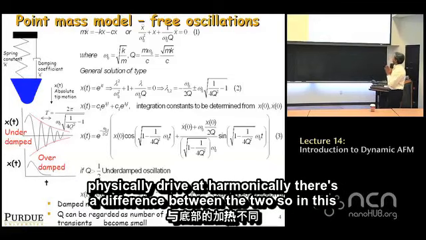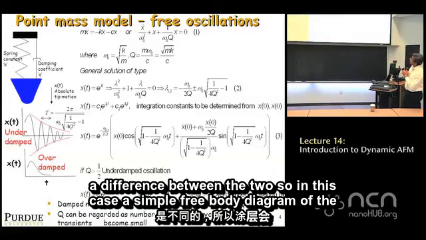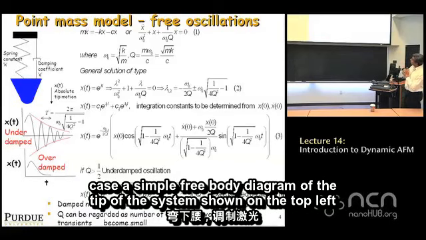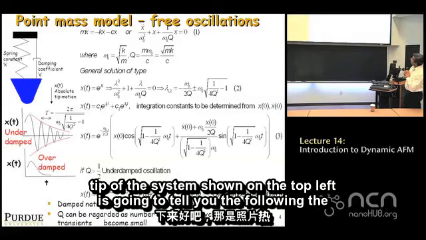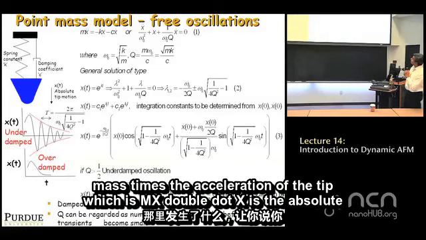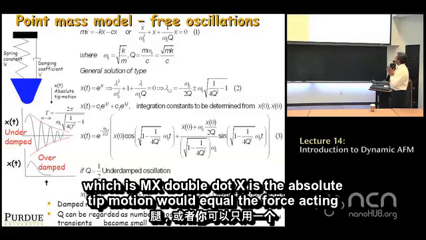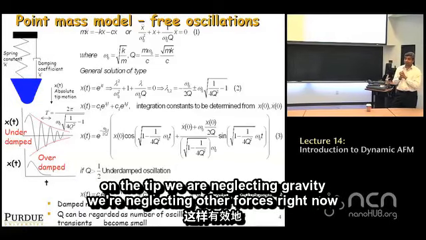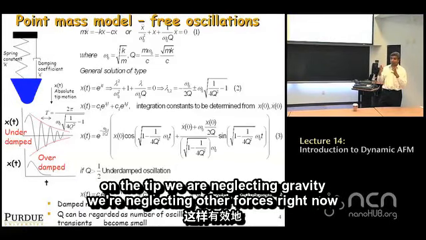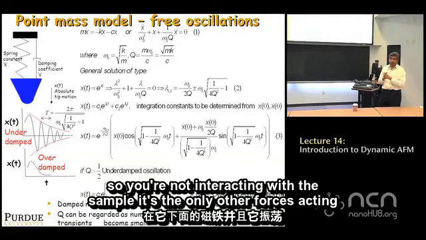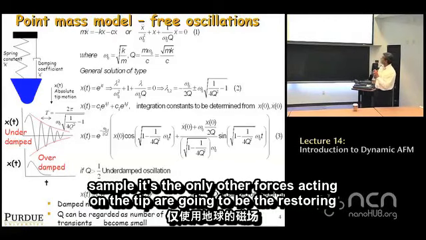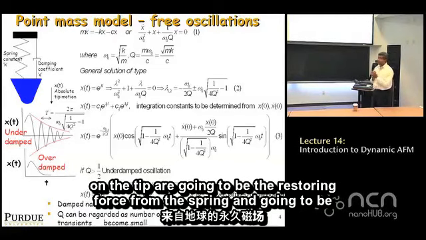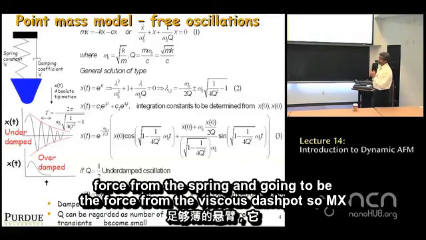So, in this case, a simple free body diagram of the tip of the system shown on the top left is going to tell you the following. The mass times the acceleration of the tip, which is m x double dot, where x is the absolute tip motion, would equal the force acting on the tip. We are neglecting gravity and other forces right now, so you're not interacting with the sample. The only other forces acting on the tip are going to be the restoring force from the spring and the force from the viscous dashpot.